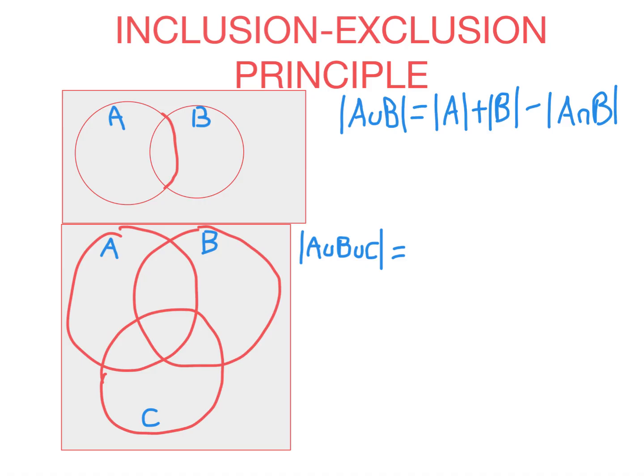If I want to find the number in A or B, remember that's everything inside the circles. What I can do is take the number that are in A, which is this here. Then I can take the number in B, which is this number here. But notice that I've double counted what's in the center, A and B. A and B is this middle part here. So the reason I have to subtract it is because it's been double counted.